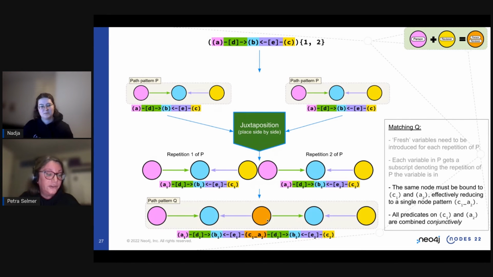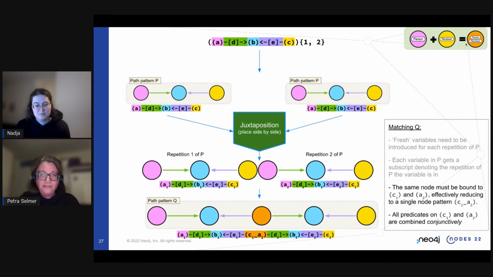And then this is actually the resulting motif that comes out of this. So essentially it's those 2 become 1. And actually what's happening here is that when we are matching data in the graph, the same node must be bound to C1 and A2, effectively reducing to a single node pattern, C1_A2. And of course, don't forget that this is not something a user would ever actually be writing. This is just what the mechanics look like.